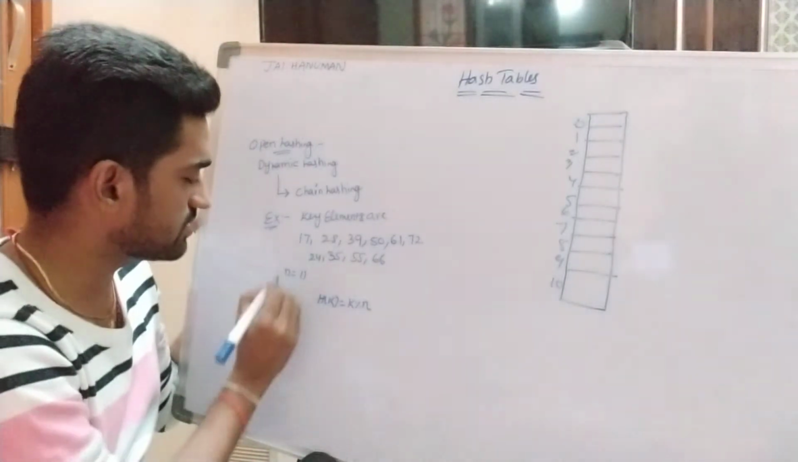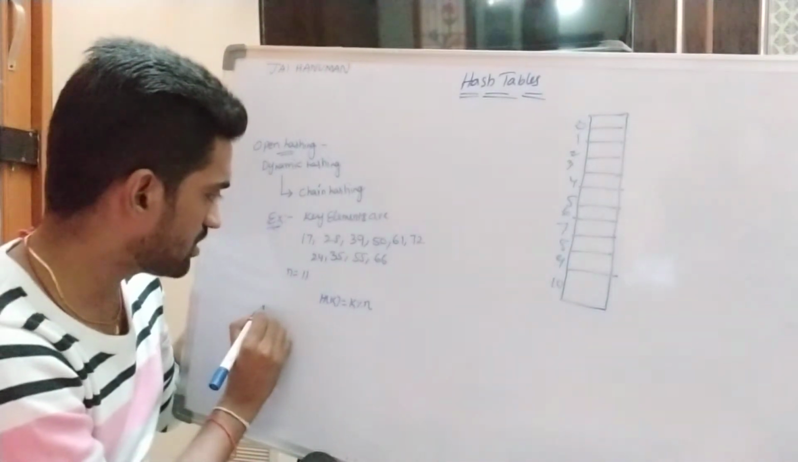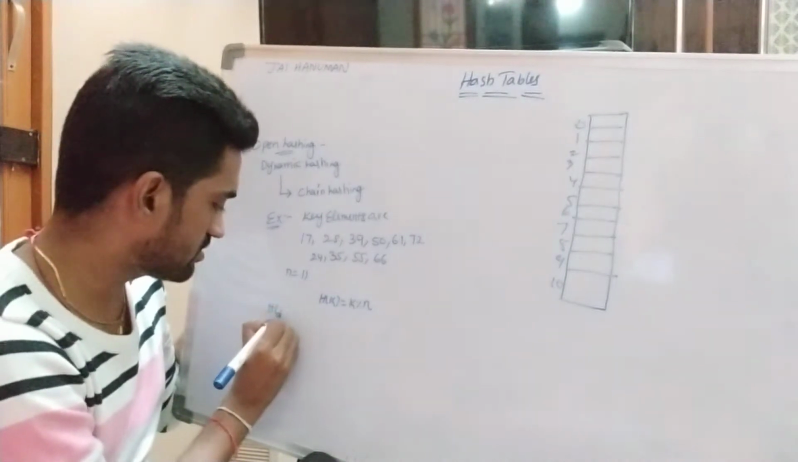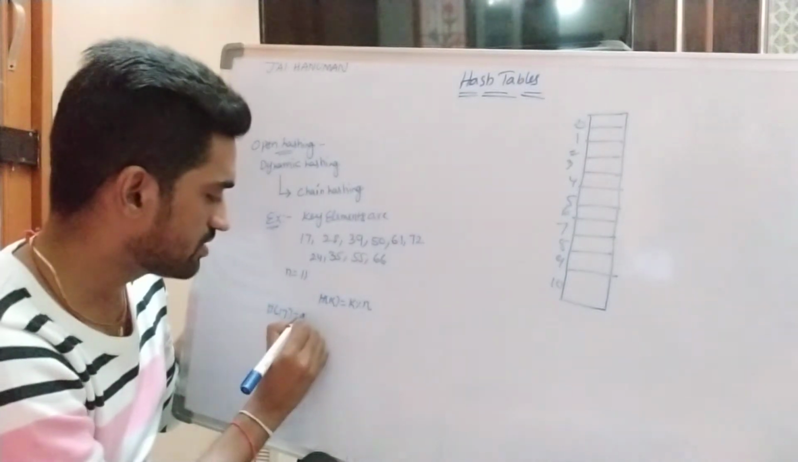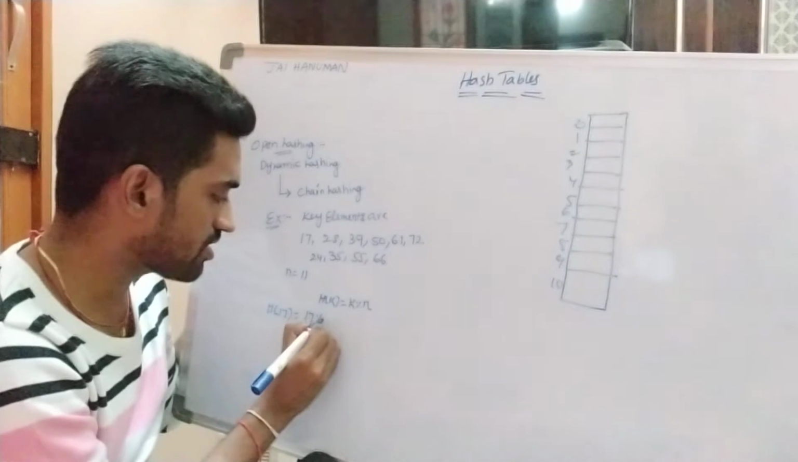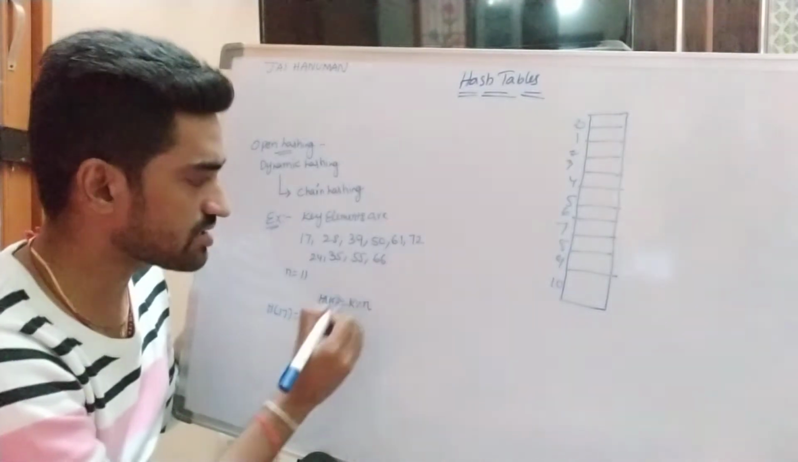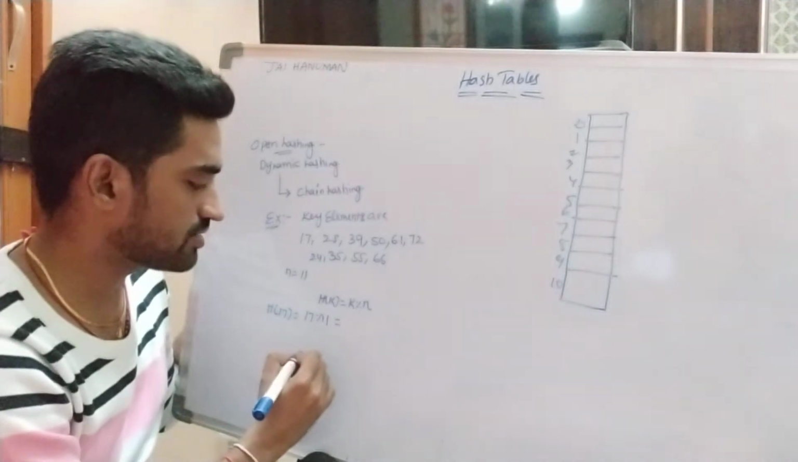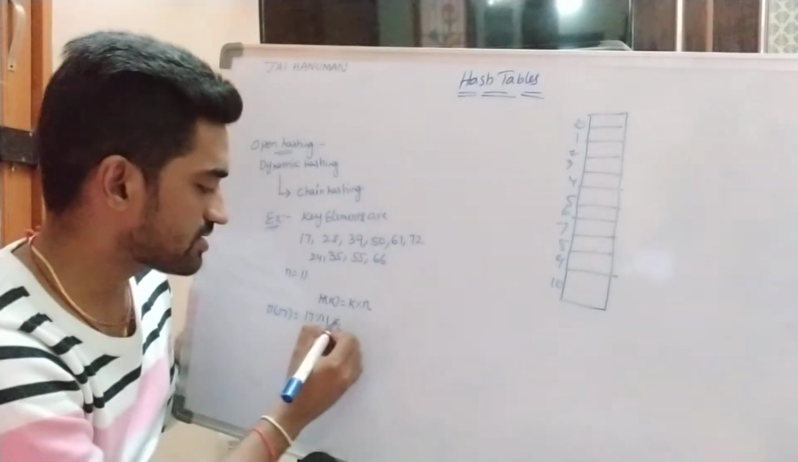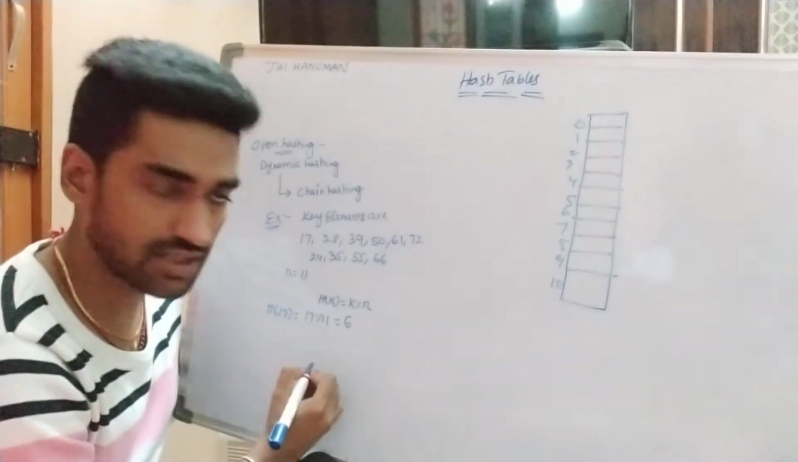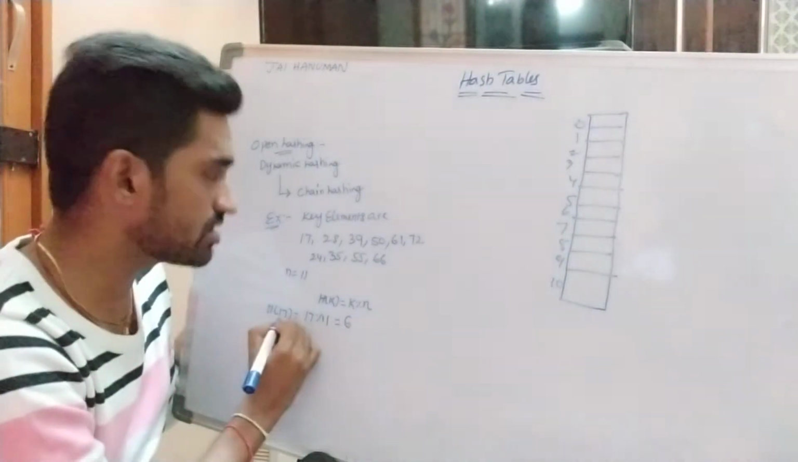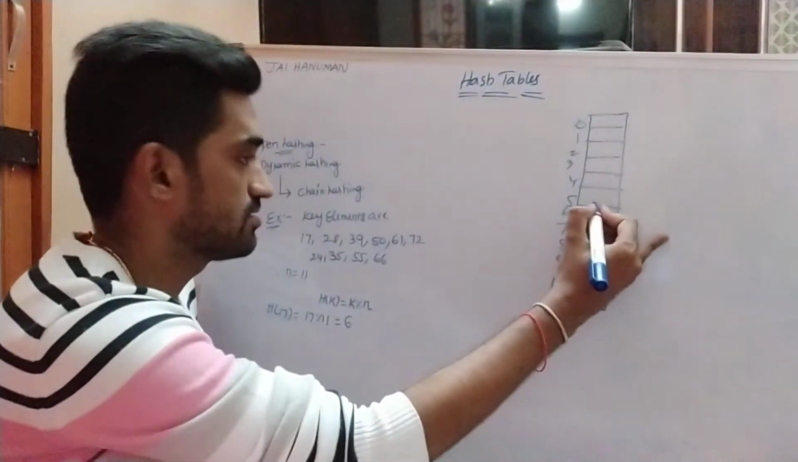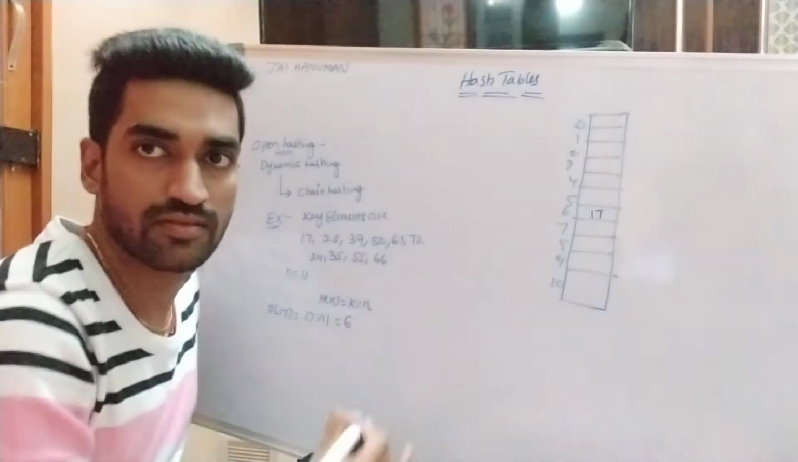So what is the first inserted element, key element? H of 17. What is the formula? 17 modulo division of n. What is the size of the hash table? 11. So 17 modulo division of 11. So it returns 11 ones are 6, right? So here at 6th position we are inserting 17, right?